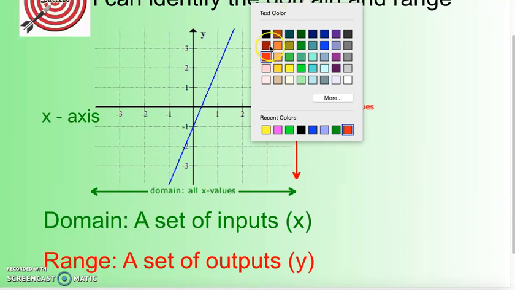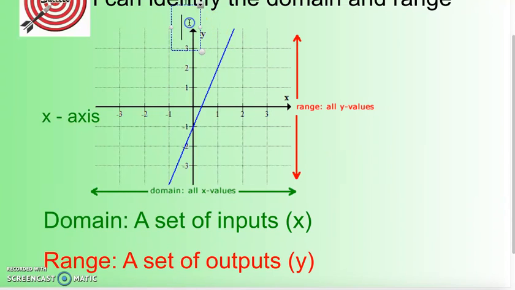Range, and I'm going to actually put y-axis, because range has to do with the set of all outputs, all the answers you get. And we refer to it as the variable y. So range is all the answers we get, and it comes from the y-axis. That's why it has y as its variable. This is called a vertical axis. It goes straight up and down.